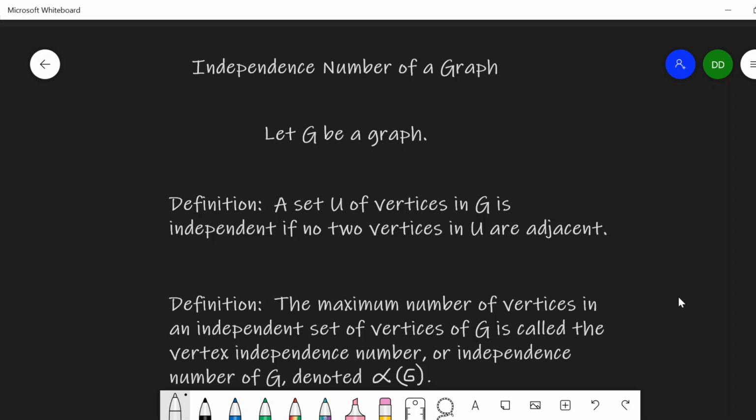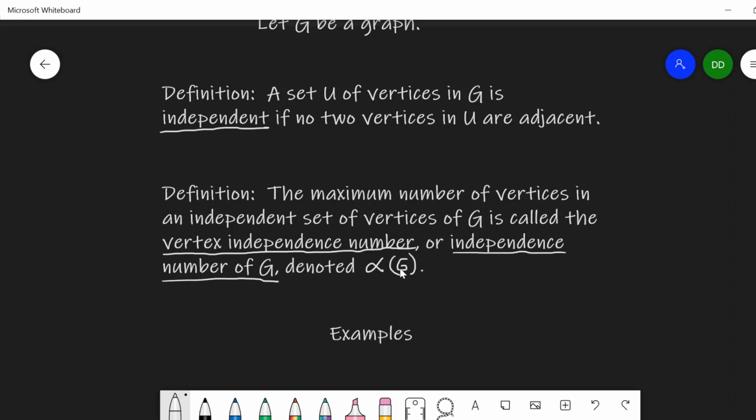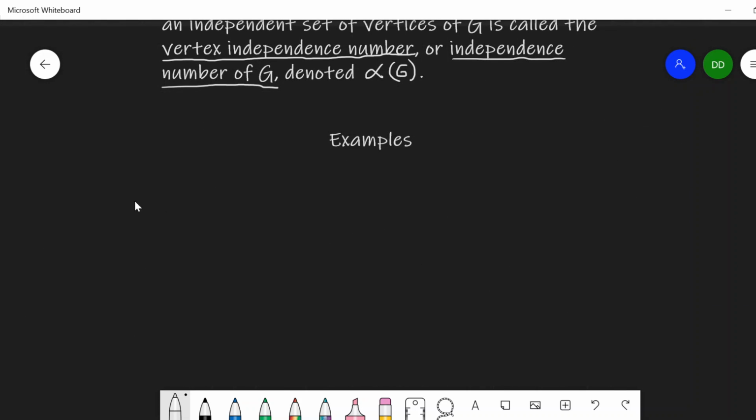So first off, we need to define the independence number of a graph. A set of vertices U in G is independent if no two vertices in U are adjacent. So that is, an independent set of vertices is one that is pairwise non-adjacent. Then the maximum number of vertices in any independent set in the graph is called the vertex independence number, or just independence number of G, and we denote this as alpha of G. So a couple examples here.